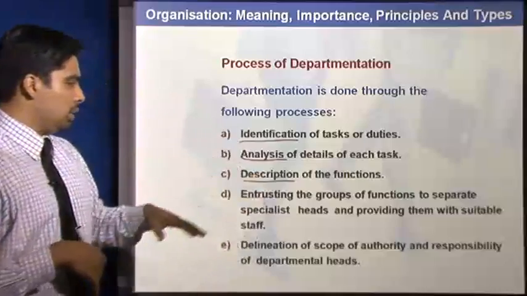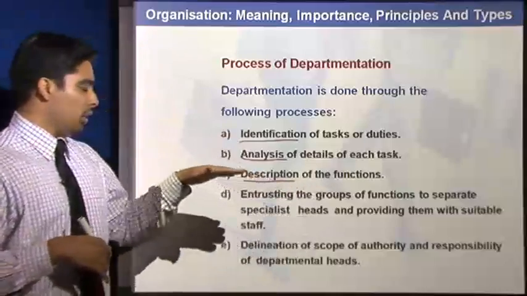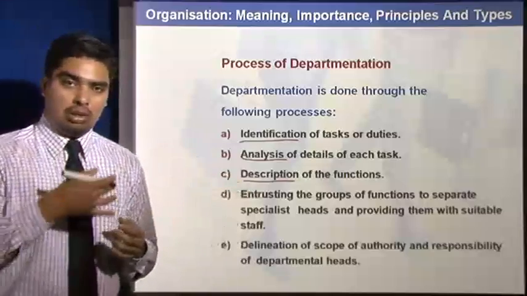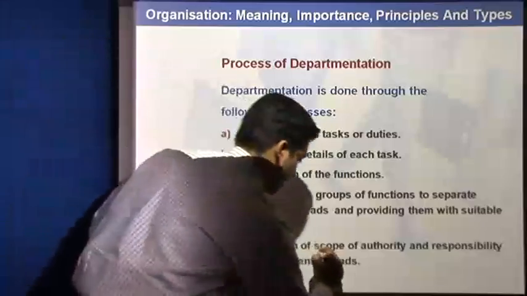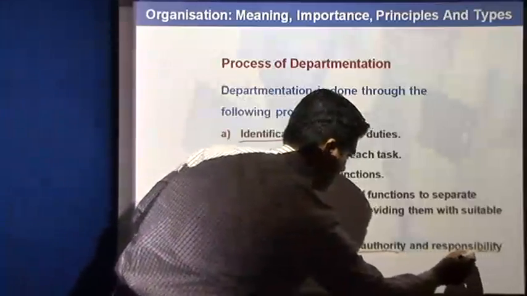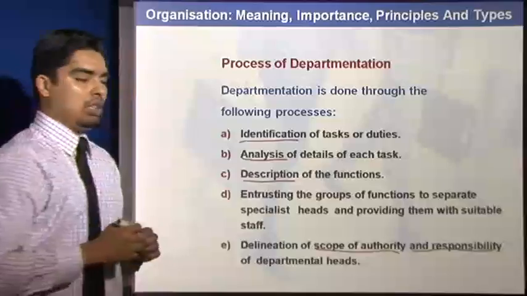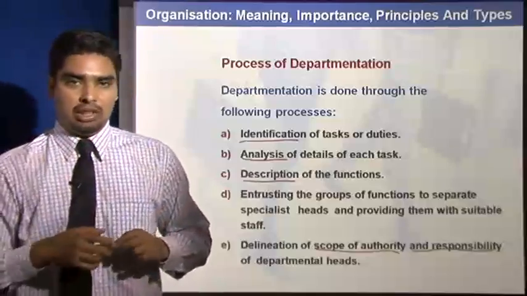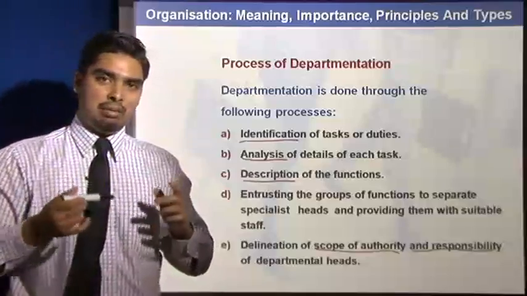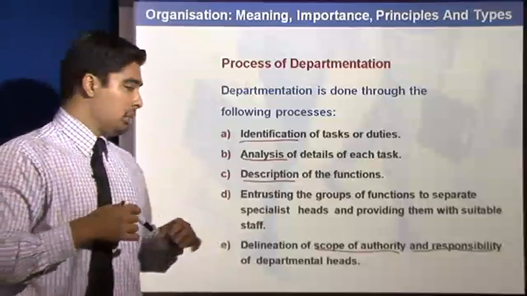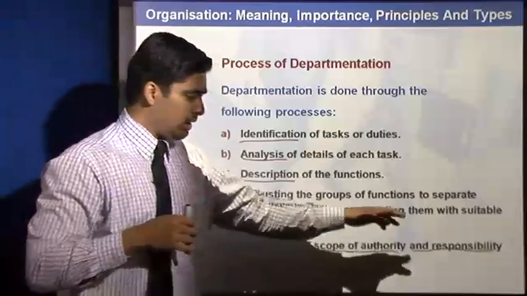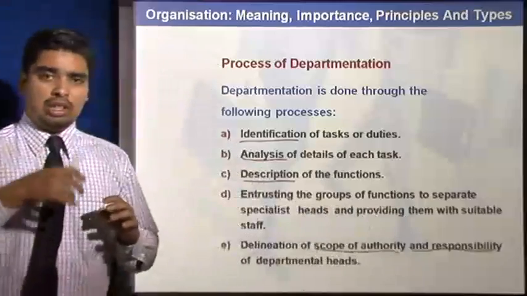So you describe it, then you give power or you entrust responsibility to the people or to the functional heads, and then you also look at the scope of authority and responsibility. These are two things. So authority and responsibility. When you're given authority, it means you are also responsible for the same. Hence, authority and responsibility also go with departmentation.